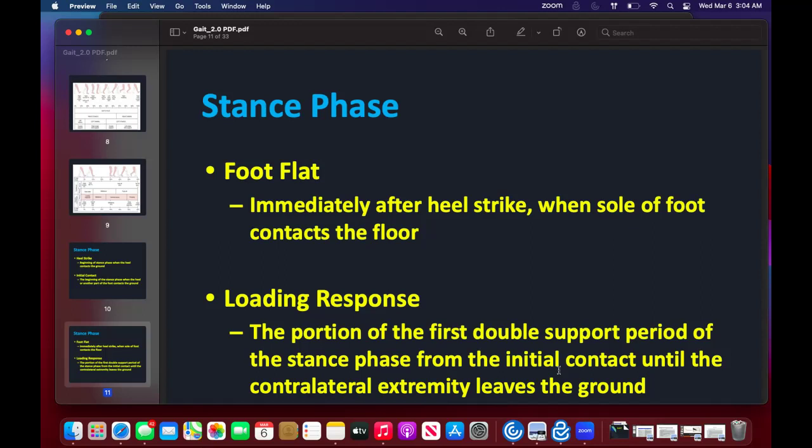Foot flat and loading response. Again, this is basically when the entire foot is coming in contact with the floor. So initially, we know it at initial contact, right? That the heel was just in contact. Now we have the entire foot that's in contact with the floor, and so this is basically allowing the opportunity for the body to start to move over this foot.